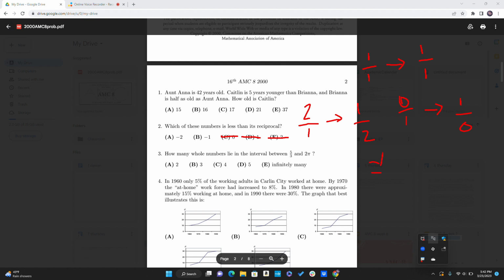Okay, -1. -1 over 1 becomes 1 over -1. That is the same as -1, so it stays the same. It doesn't change. Okay, last one. Even though we know it's the answer, let's just double check to make sure. So -2 over 1 goes into -1 over 2. So which is less, -2 or -1/2? Well, -2 is more negative than -1/2. So the more negative something is, the less it is, right? So since -2 is more negative, it is less than its reciprocal, which is less negative. So that means that is our answer.